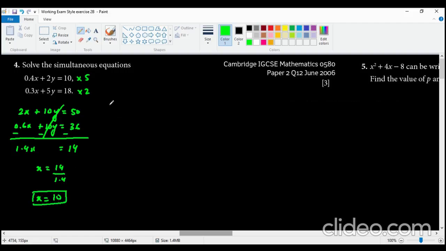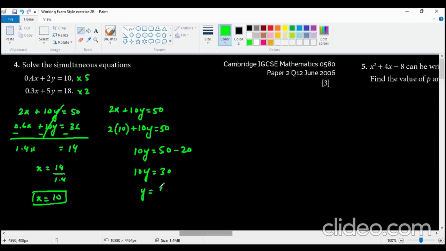I can put this in any equation I feel like. I'm using this equation. The value of x is 10, so in place of x, I will write 10, and 10y equals 50. That means 10y equals 50 minus 20, because 10 times 2 is 20. So 10y equals 30, and y equals 30 over 10. 0 cancels, and the y value is going to be a 3.